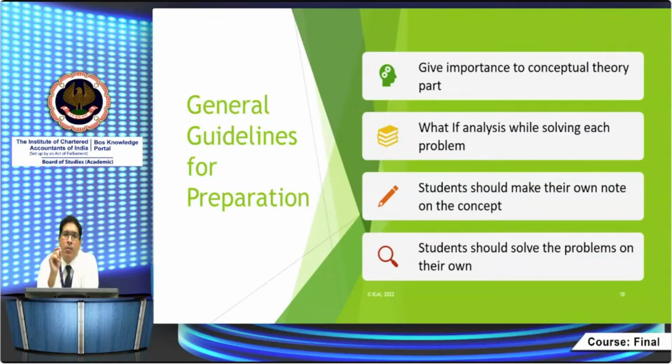Suppose Mr. X is a student of CA final. He goes to Mr. Y and takes his notes for preparation for the exam. Suppose a similar type of question comes in the exam. Do you know what will be the final result? He won't get full marks. Now, I will tell you why.